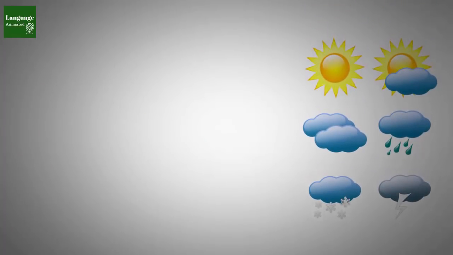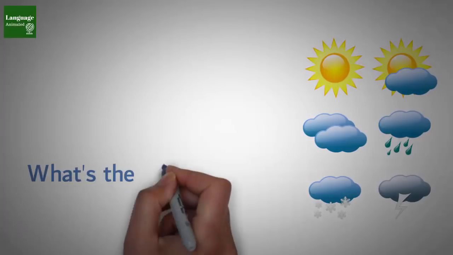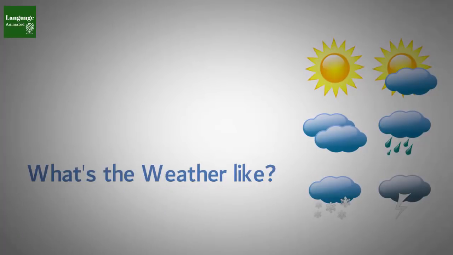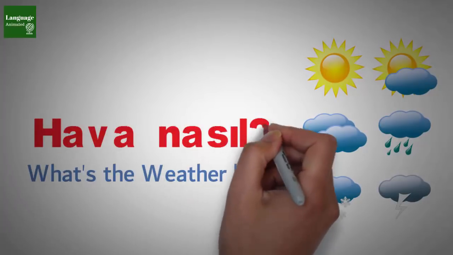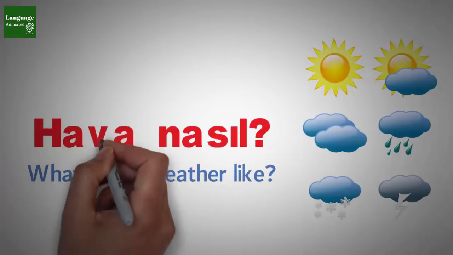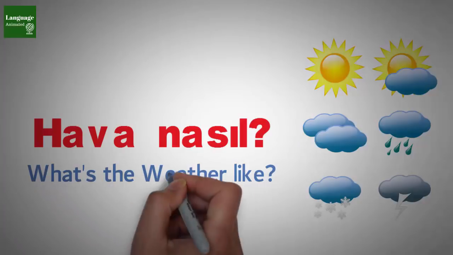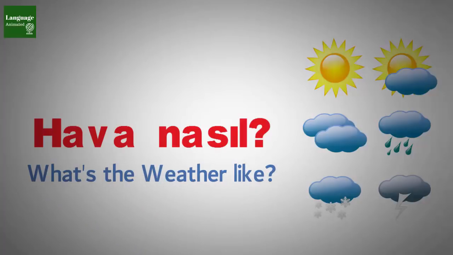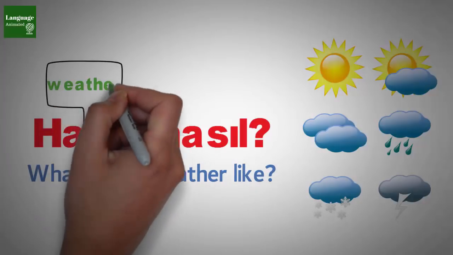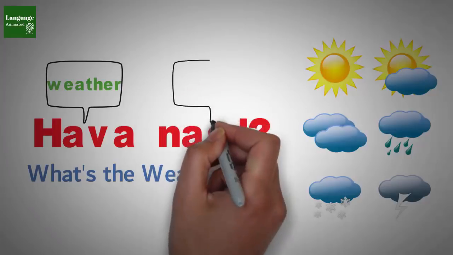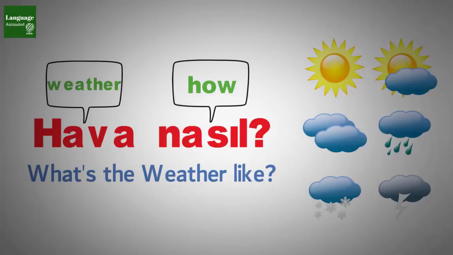In Turkish, if you want to say what's the weather like, you will say Hava nasıl. It means what's the weather like. Hava means weather and nasıl means how. So it's different than English language. So don't be confused.